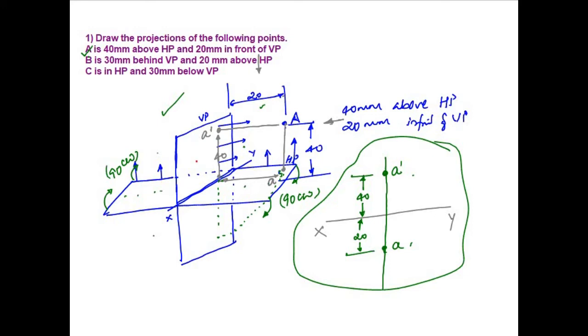We will go to the second point, point B. Point B is 30 mm behind the vertical plane. So this is the vertical plane.